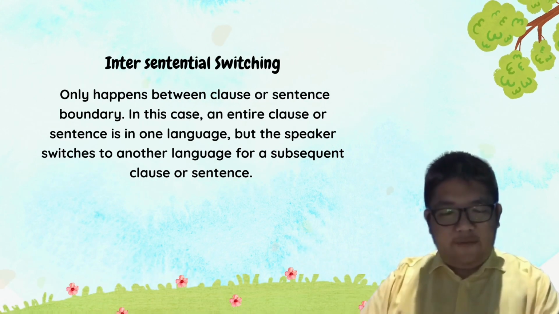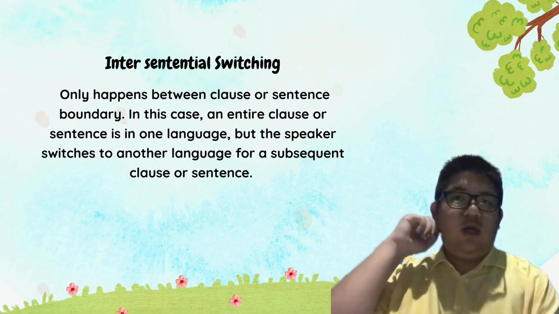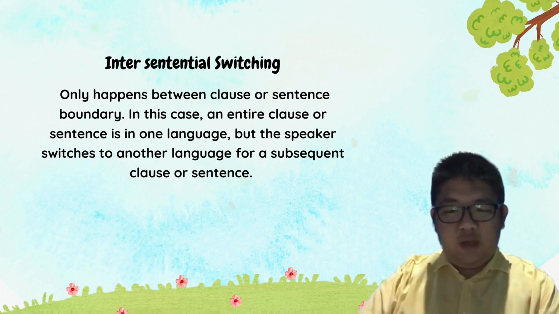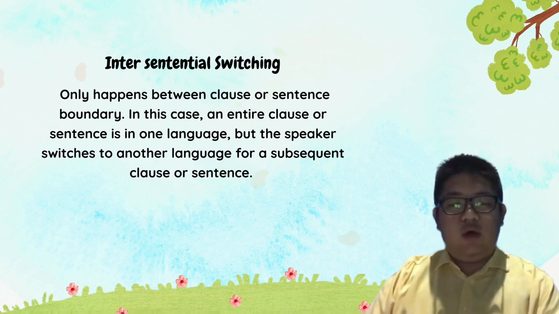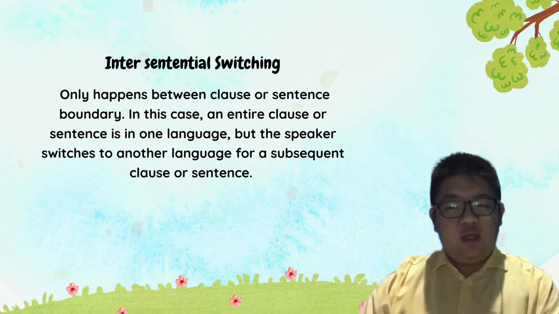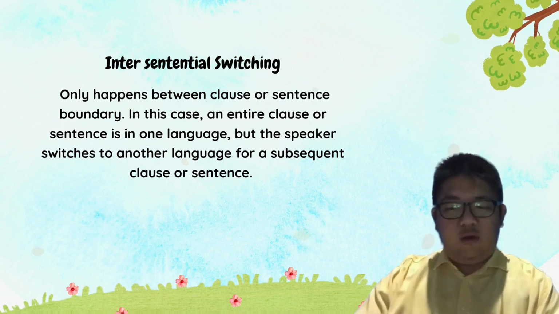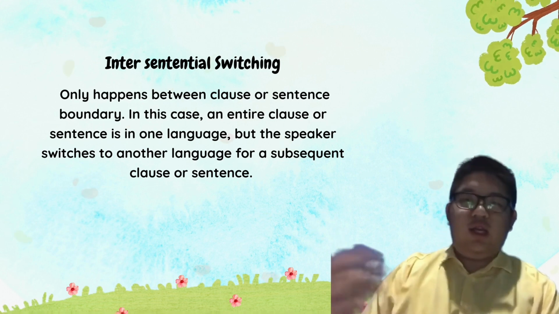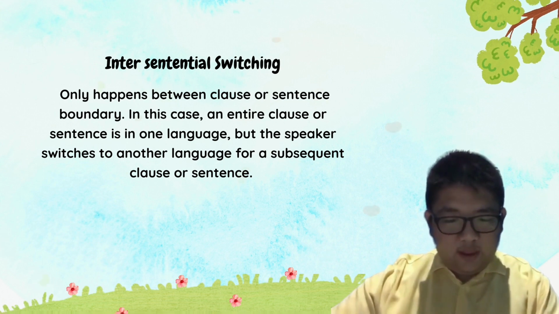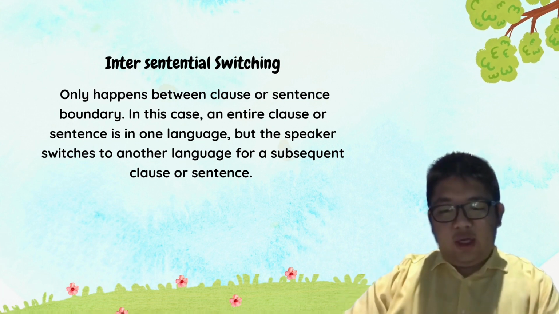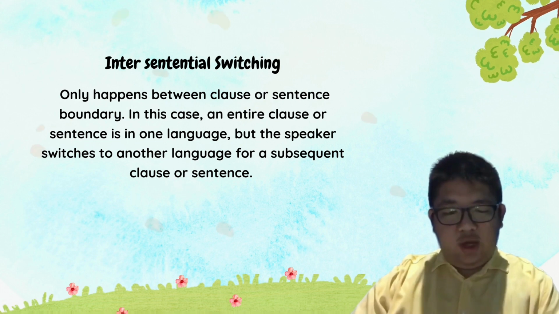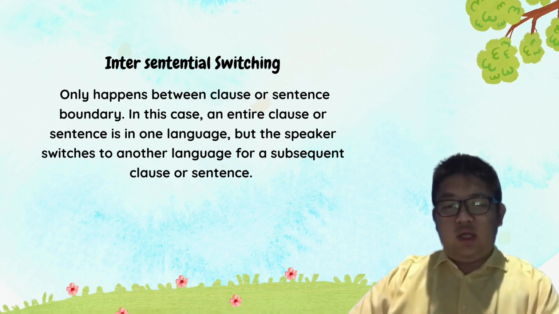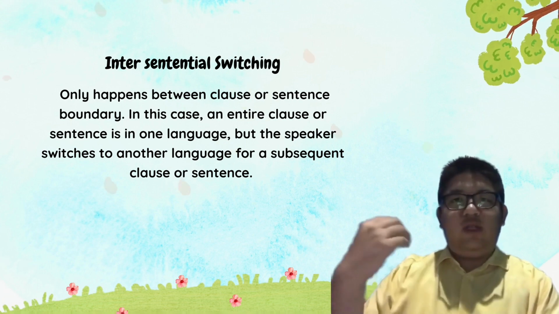Now for the second one, we have the intersentential switching. Intersentential switching is code switching that only happens between clause or sentence boundaries. In this case, an entire clause or sentence is in one language. For example, when the clause and sentence is in English, that is in English. For example, "Sometimes I will start a sentence in English, yo termino hoy en español." It means that I will start the sentence in English, then I will finish the sentence in Spanish.